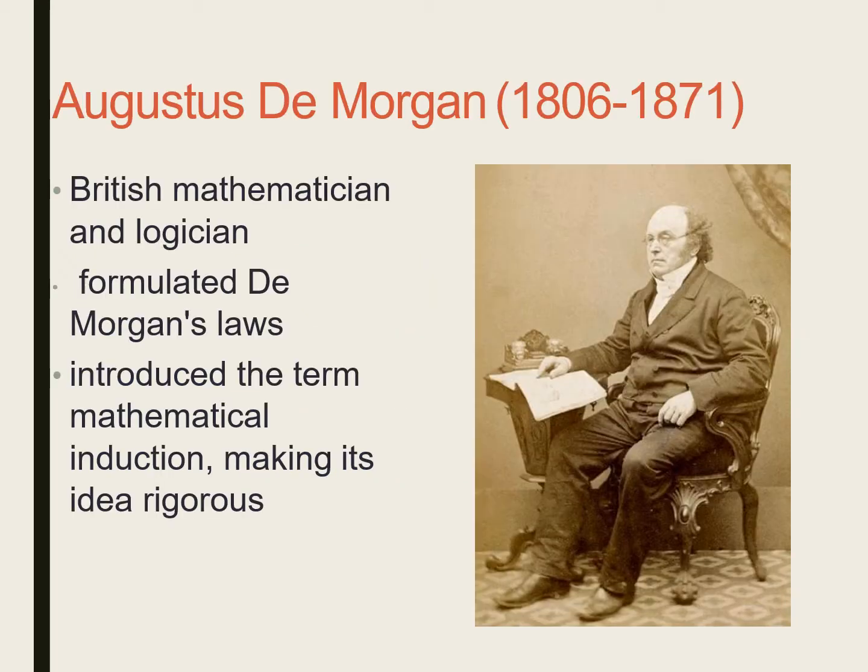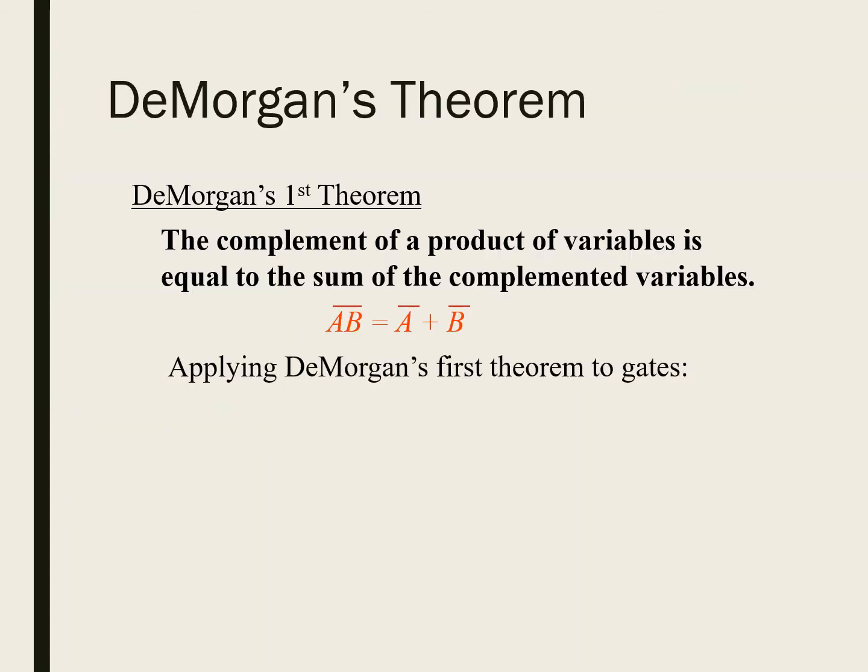Augustus De Morgan is a British mathematician and logician. He formulated De Morgan's laws and introduced the term mathematical induction, making its idea a rigorous one. Now let's learn about De Morgan's theorem.